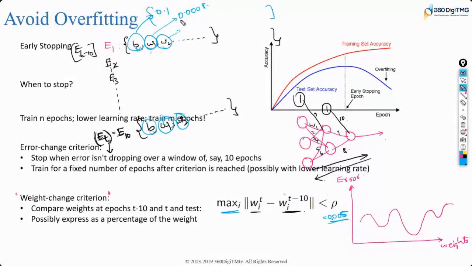Out of all these different values, even if a single value is greater than this threshold that you have set, your training will continue. You'll not stop. When would you stop? You would stop only when all the differences are less than the defined threshold. Otherwise, it doesn't stop. This is yet another criterion, the weight change criterion, which exists.